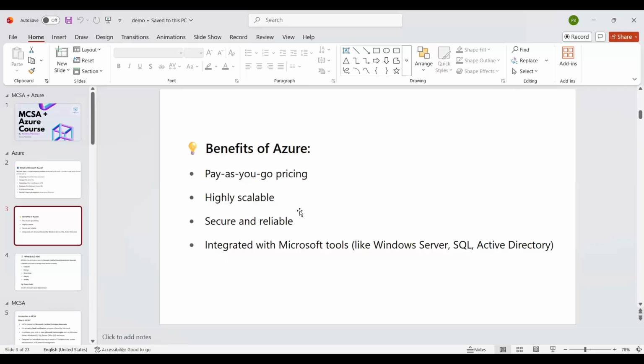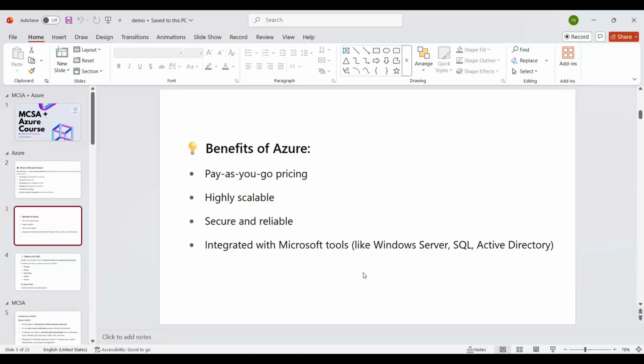And it is secure and reliable. How secure? Basically, we do not need to take care about the security because the networking part is managed by Azure, the security part is managed by Azure, right? We just need to take care about our core services, whereas the infrastructure is handled by Azure. So that's why it is very much secure and reliable.